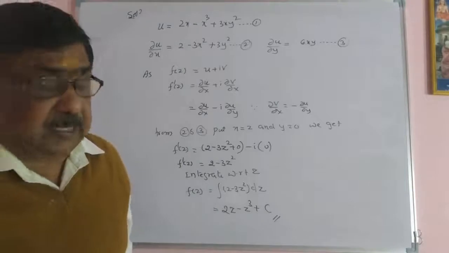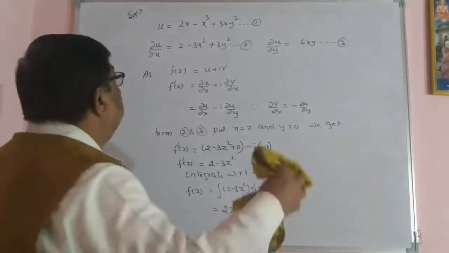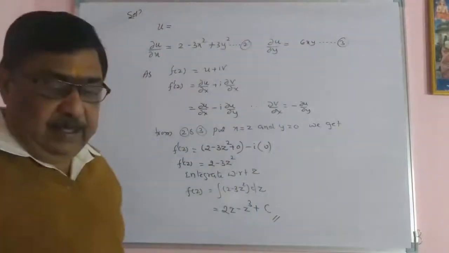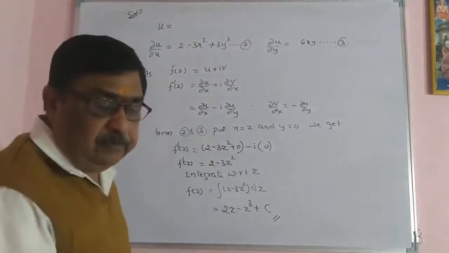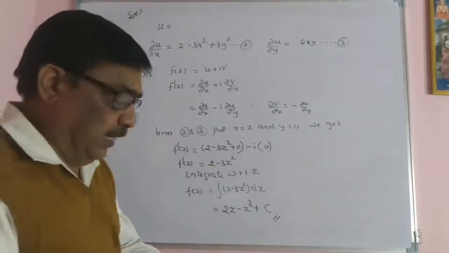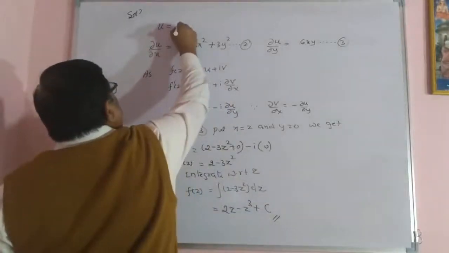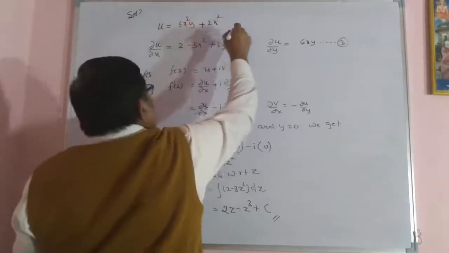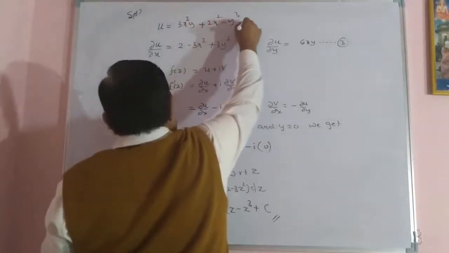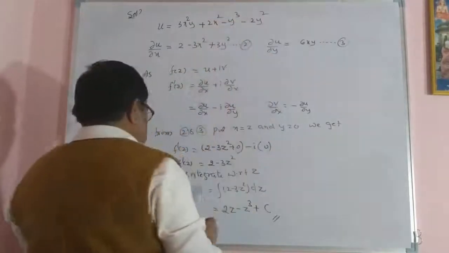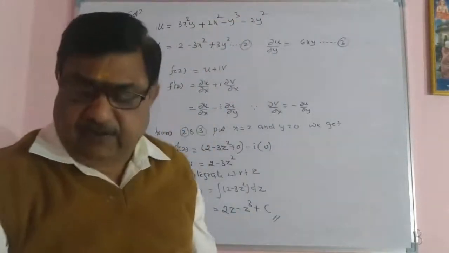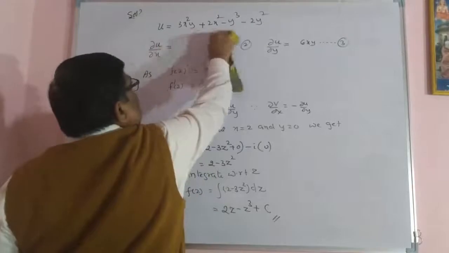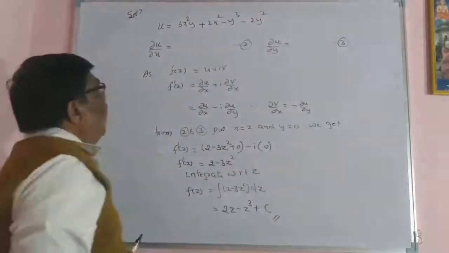Okay, let us take one more example. Find the analytic function whose real part is given by 3x square y plus 2x square minus y cube minus 2y square. Yes, I am finding the analytic function if it is a real part. As usual, here, differentiate partially with respect to x as well as y.